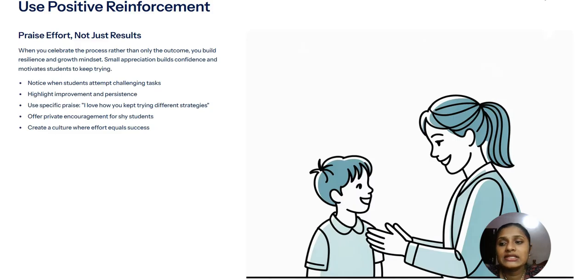Okay. And the next thing is create a culture where effort equals success. You should transform the classroom so that every small effort taken by the student is treated as a success. This will lead to engagement in the classroom. They may feel a part of the classroom, and active participation in the classroom will take place.